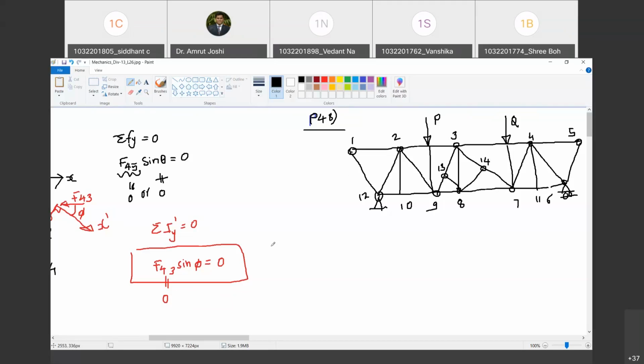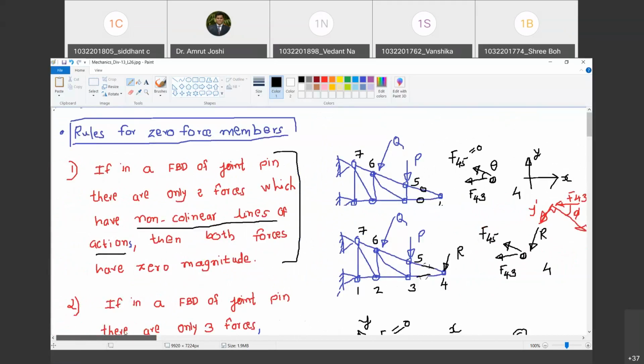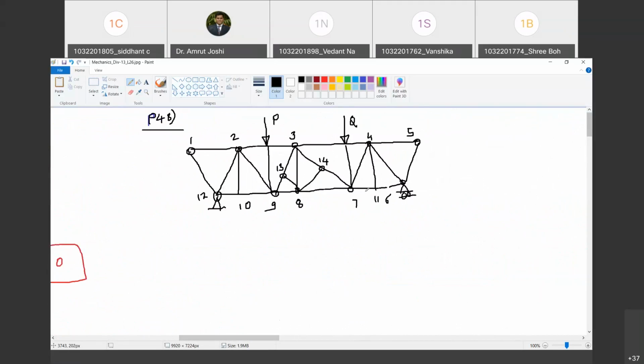Let's go to rule number 1. What is rule number 1? If at a joint pin FBD there are only two forces which are non-collinear. Can you locate any such joint where there are only two forces and which are non-collinear in nature? Yes, sir. Which ones? 1 and 5. Yes, so 1 and 5.